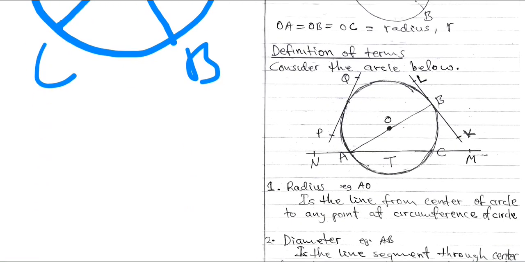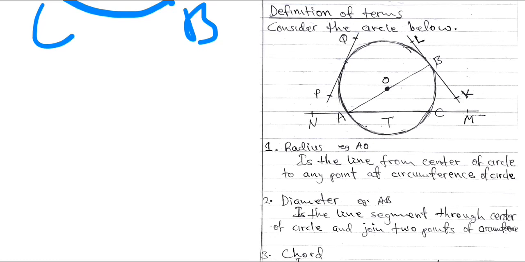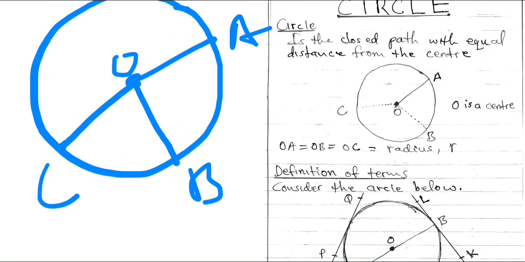Okay, let us check on the definition of terms found on the topic of the cycle. From this topic of cycle, there are some definitions of terms. The first one is radius. What is a radius? Radius is just a distance from the center of a cycle to the point of the circumference of a cycle.